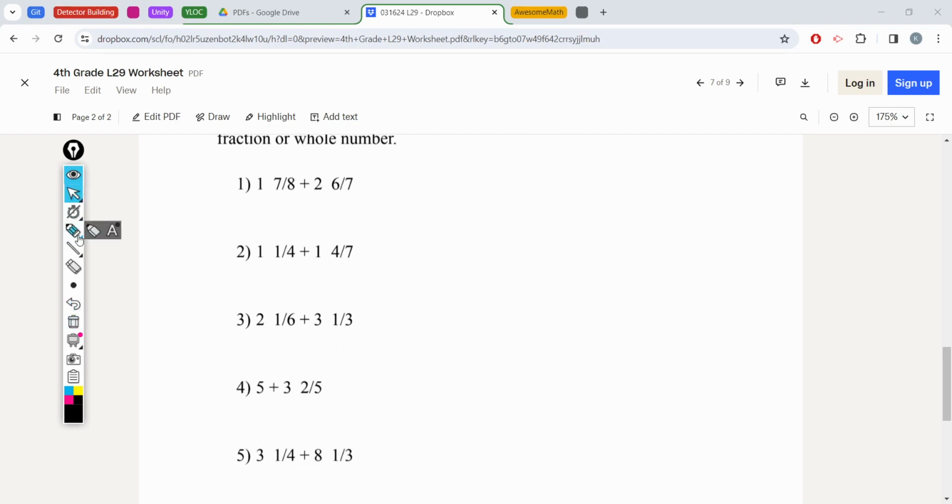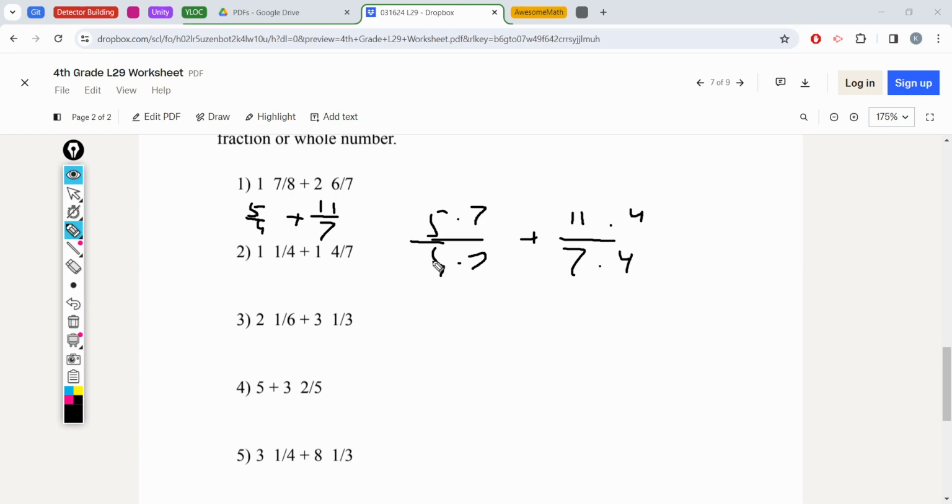And for this next problem, I'll try converting first. So 1 and 1/4, that's 4/4 plus 1/4, which is 5/4, plus 7/7 plus 4/7, which is 11/7. And then now we add the common denominator, 5 over 4 times 7 on top and bottom, plus 11 over 7, but times 4 top and bottom, because that's what the other denominator is. You get the same denominator of 7 times 4, which is 28.